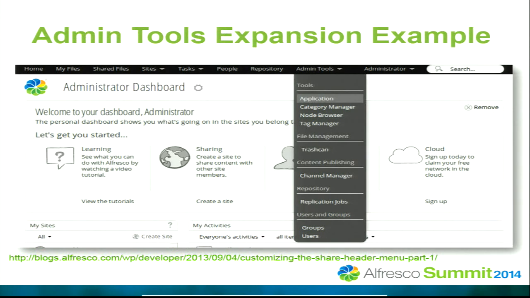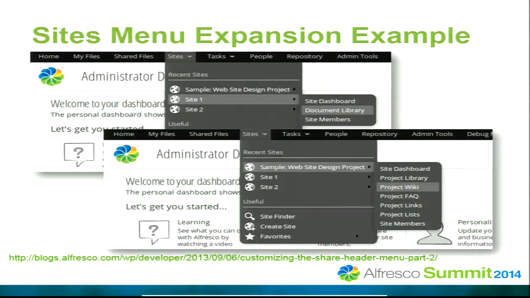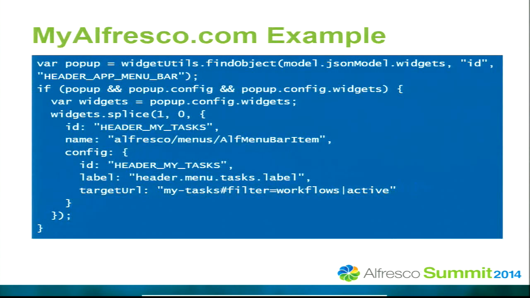So here's some examples we've done. This was on blog posts. Here we've changed the admin drop down to be, rather than just a link, a full list. This one we did a similar thing, so we expanded the site link to show all the individual pages within a site. They were both on blog posts, so you can download the examples to try them out.